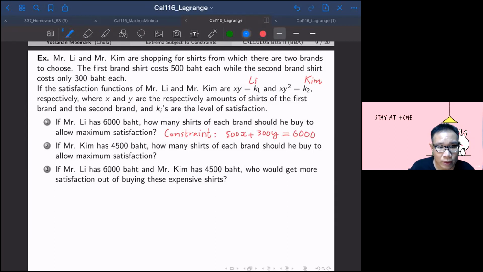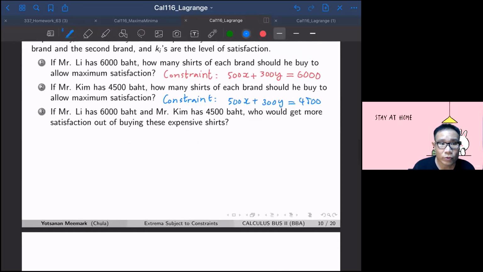And the second one, Mr. Kim has 4,500. So the constraint for Mr. Kim will be 500x plus 300y equal to 4,500. So you'd like to find the maximum certification for Mr. Lee and Mr. Kim.